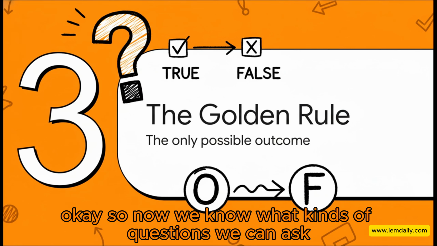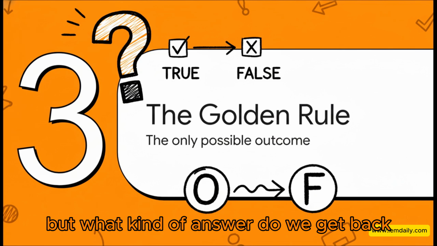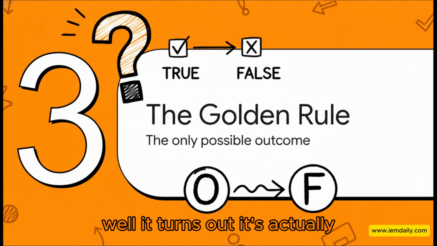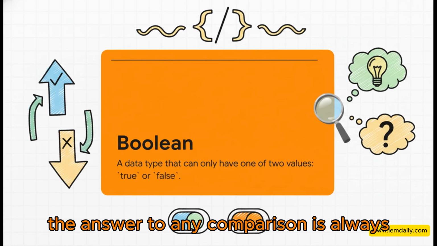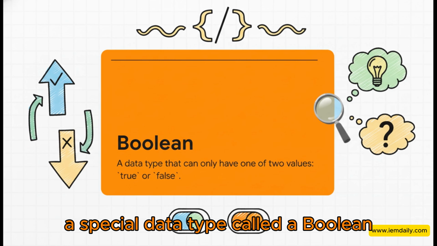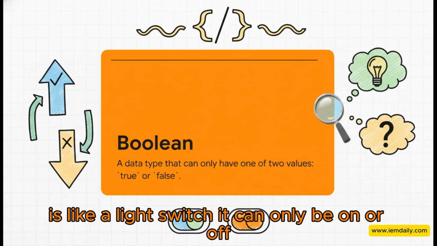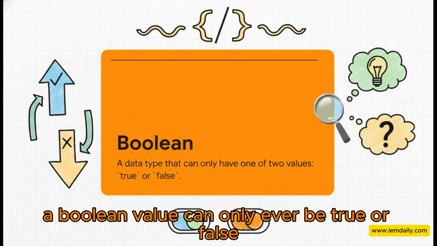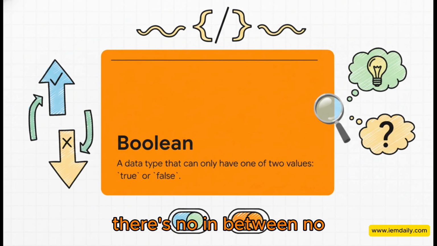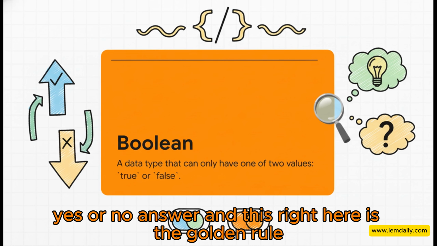Okay, so now we know what kinds of questions we can ask, like, is x greater than y? But what kind of answer do we get back? Well, it turns out it's actually way simpler than you might think. The answer to any comparison is always a special data type called a Boolean. The best way to think of a Boolean is like a light switch. It can only be on or off. That's it. A Boolean value can only ever be true or false. There's no in-between, no maybe. It's the computer's way of giving a definite yes or no answer.